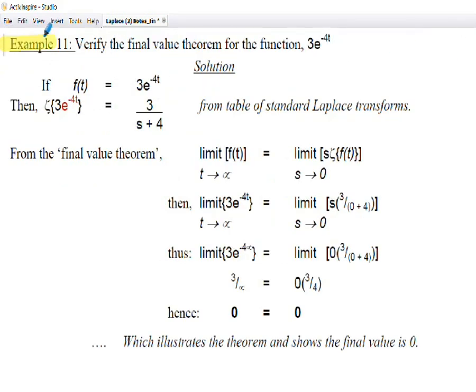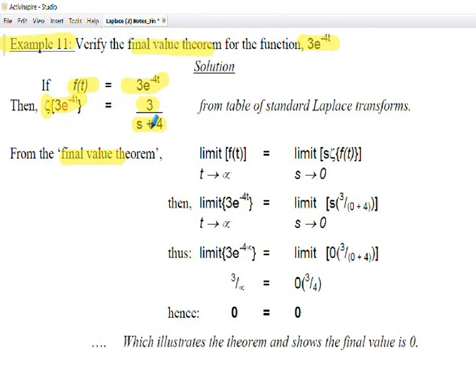Okay, example 11, we're going to verify the final value theorem here for a function we used in the previous example. So our function of t is 3e to the minus 4t. In the previous example, the Laplace transform of 3e to the minus 4t was shown to be 3 upon s plus 4. That's from our standard Laplace transform tables. We're going to apply the final value theorem this time.